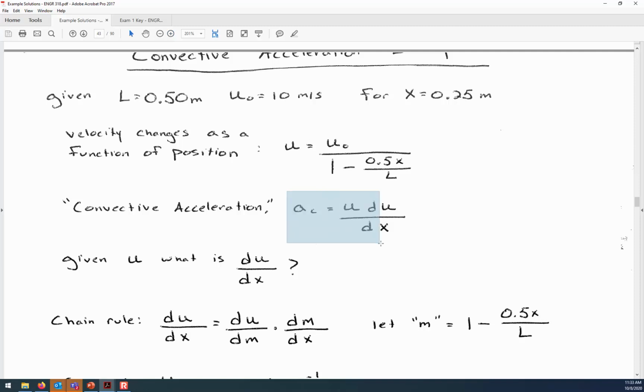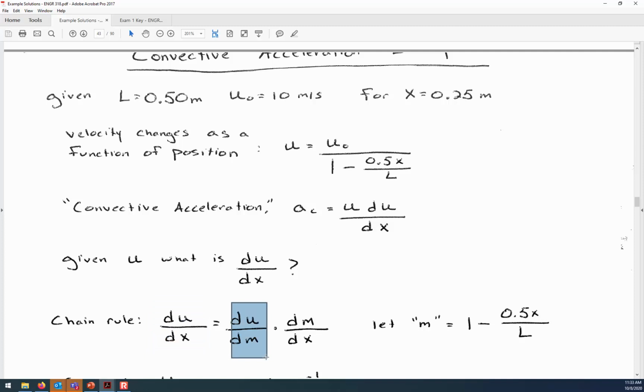Here's the formula for convective acceleration. It's the velocity at a location multiplied by du dx. And so here is u. We have to take the derivative of u with respect to x. Now we can't do it in a single step. What we have to do is assign a pseudo variable, because if you look at our unknown in the denominator, the chain rule says that if you want to find du dx, then that's the same as du dm multiplied by dm dx.